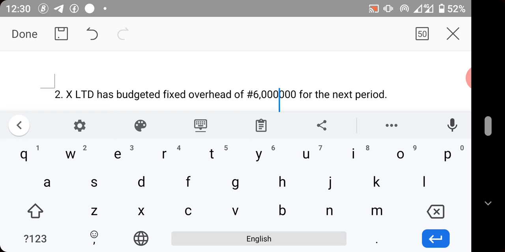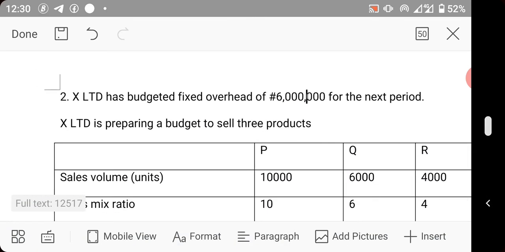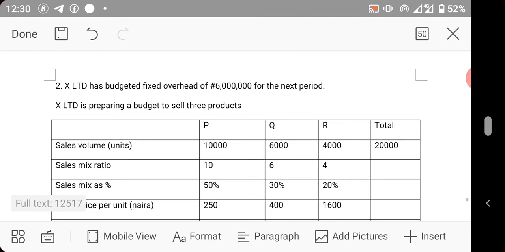Now, since it deals with budget, we are looking at this for the next period. So X Limited is preparing a budget to sell 3 products. So we have sales volume. The 3 product lines are P, Q, and R. So the sales volume is 10,000, 6,000, 4,000.